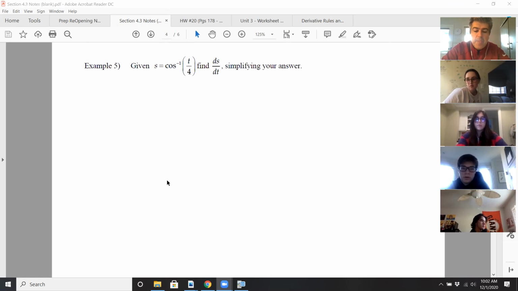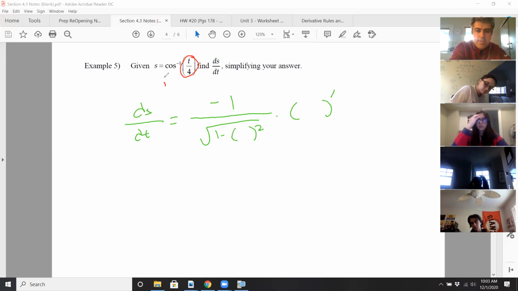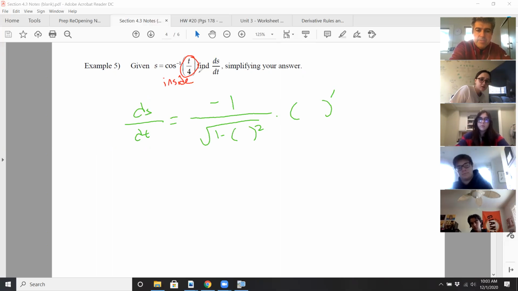So this is the last one for today. S, same thing as Y. It's all arbitrary. It doesn't really matter. So dS/dt is -1. Remember, it's -1 over root 1 minus something squared, times something's derivative. What's my something? Right there. That's my inside. Let's put t over 4 and t over 4. So then I get this.